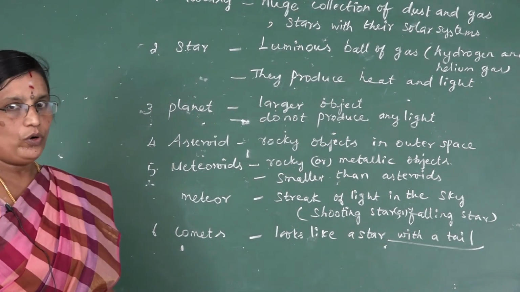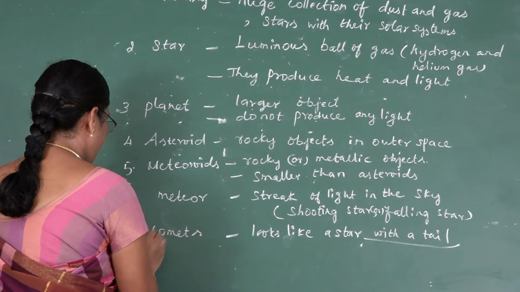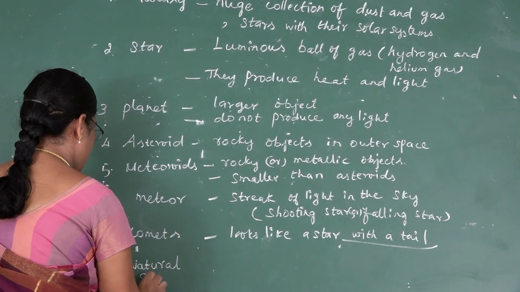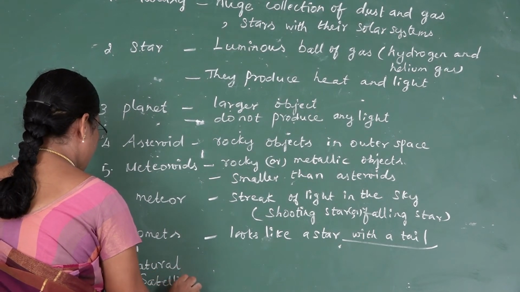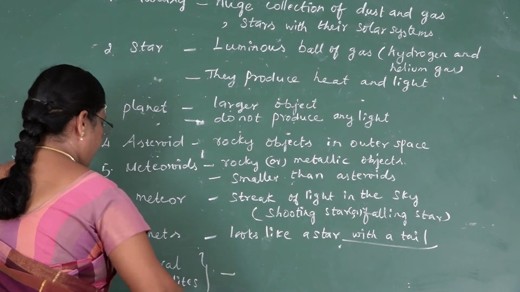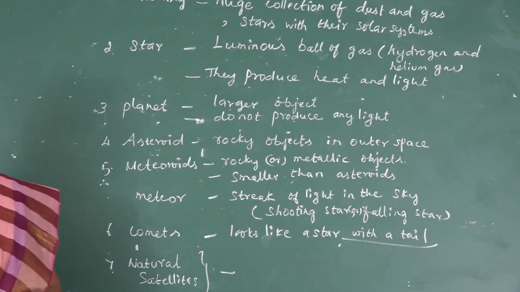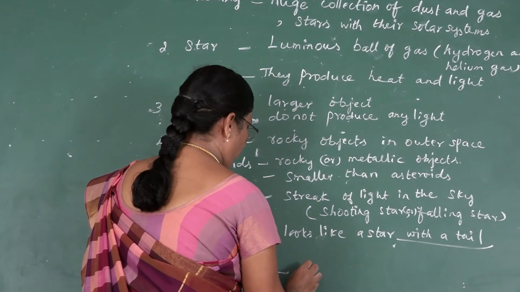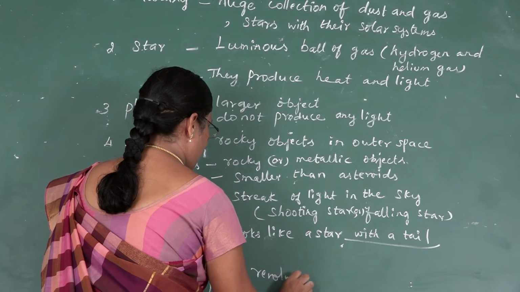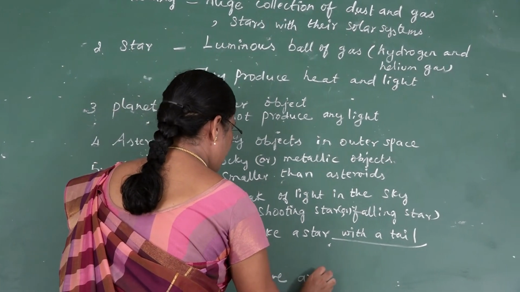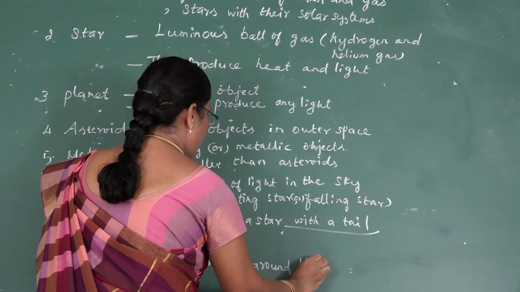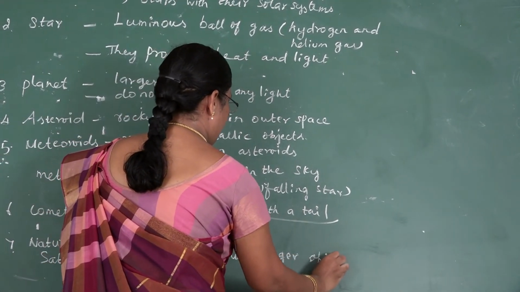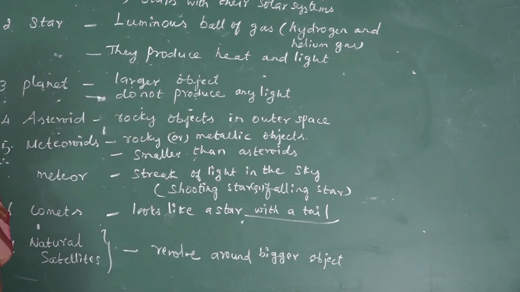The next one is about natural satellites. Natural satellite is anything which revolves around a bigger object. Example of the natural satellite is moon.